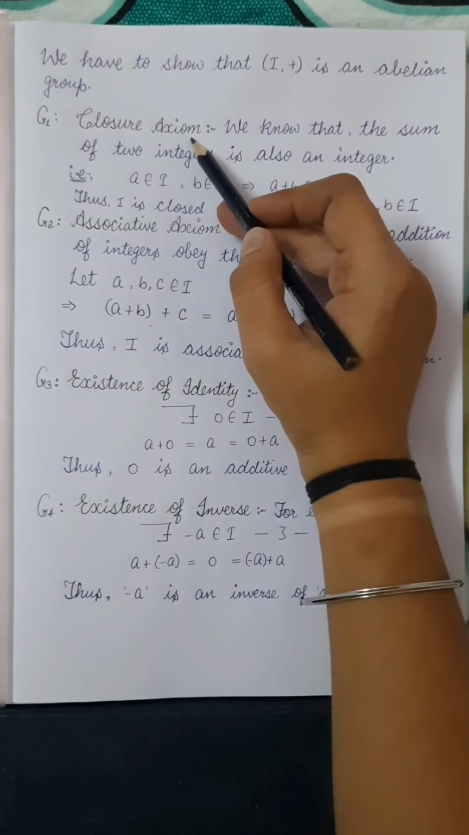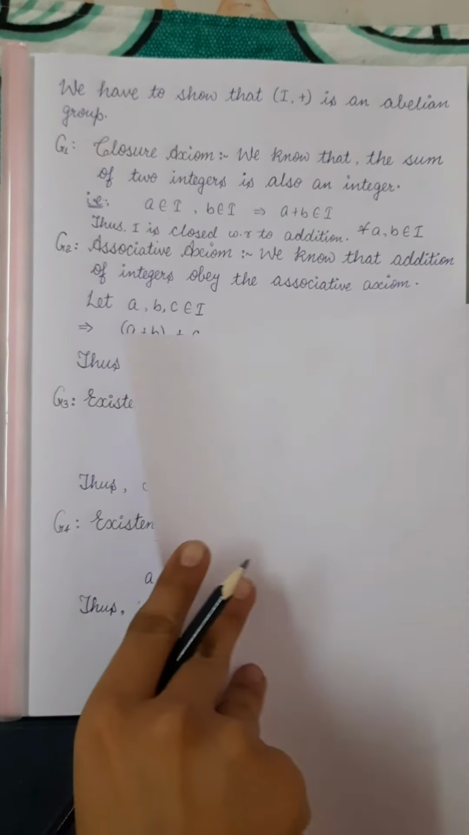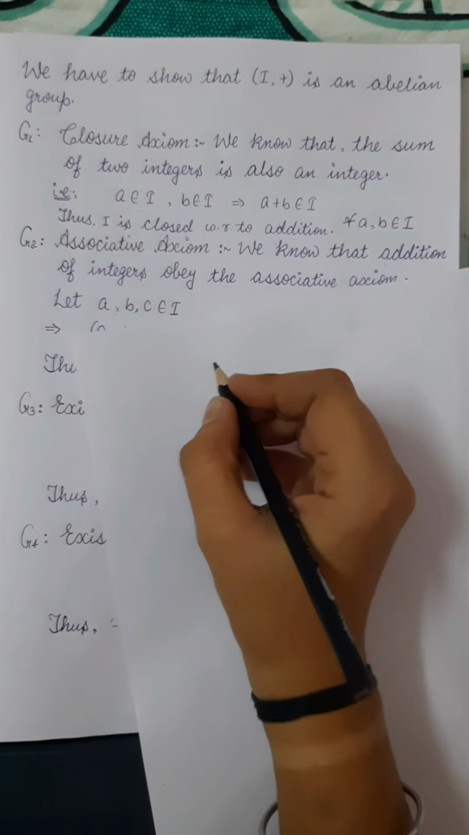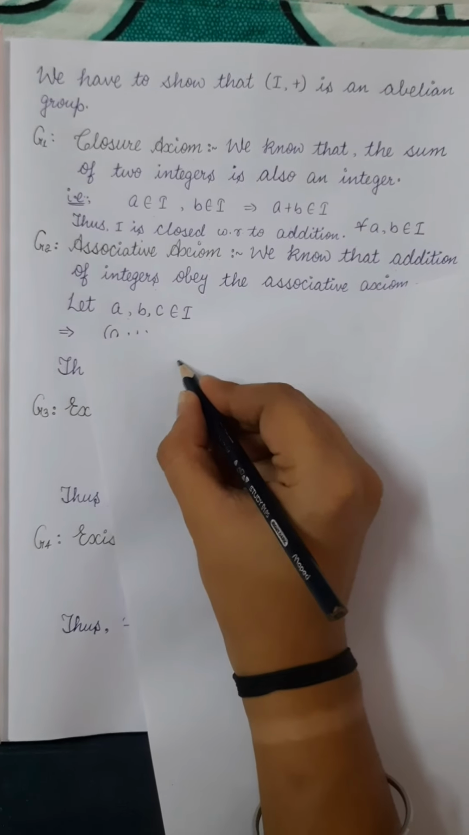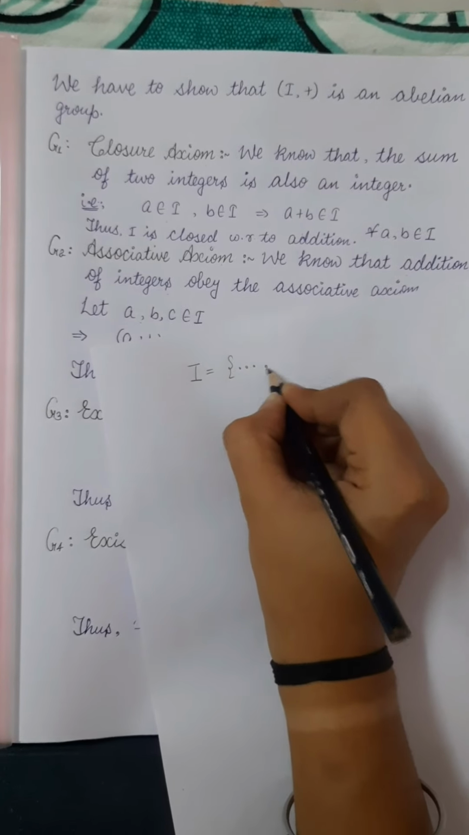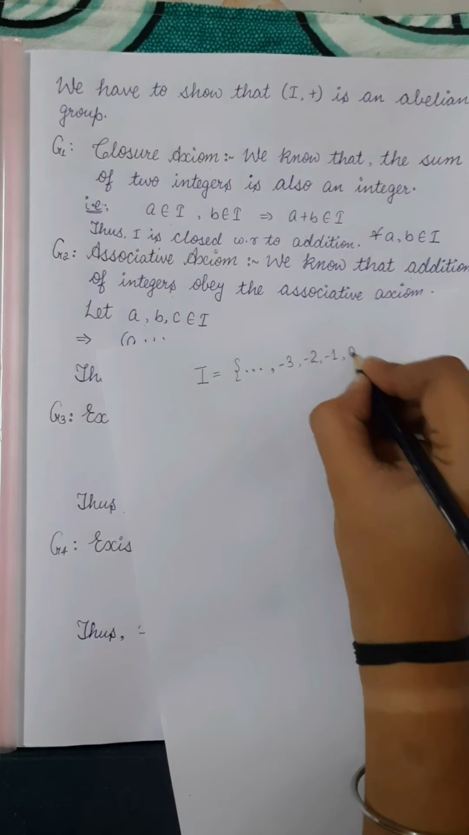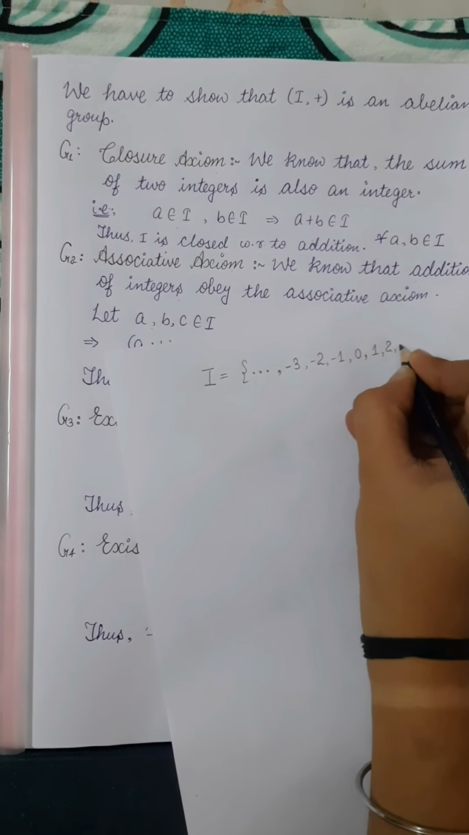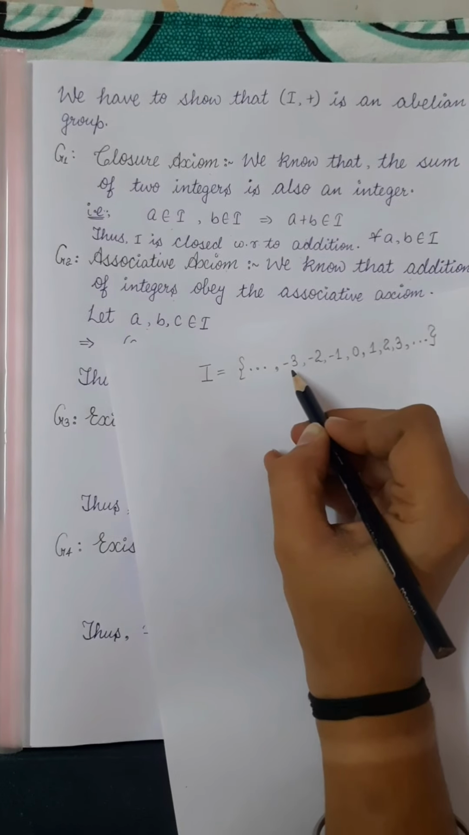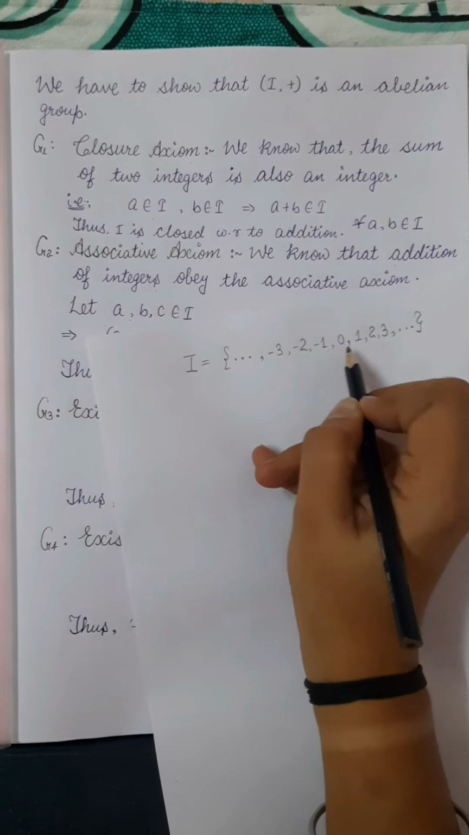The first axiom is the closure axiom. We know that the sum of two integers is also an integer. We can understand this with the help of numbers. The set of integers is ..., -3, -2, -1, 0, 1, 2, 3 and so on. That means it is the collection of negative numbers, positive numbers, including 0.